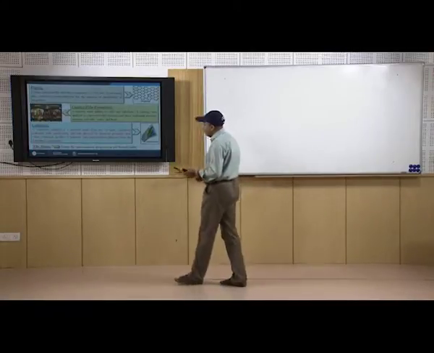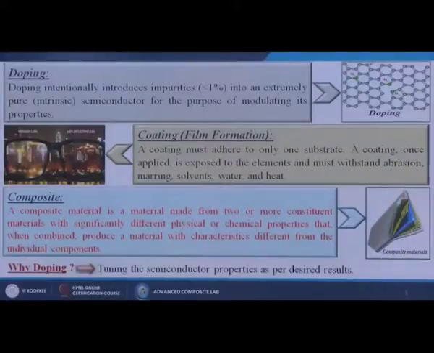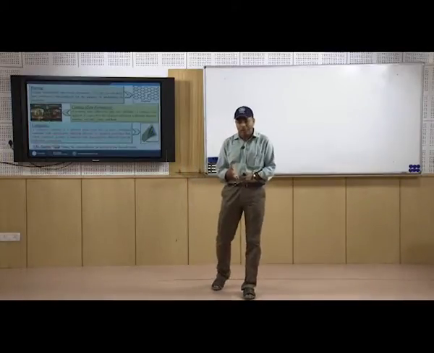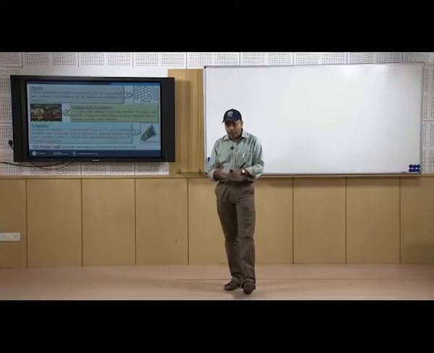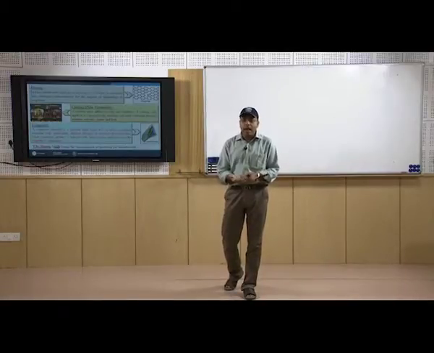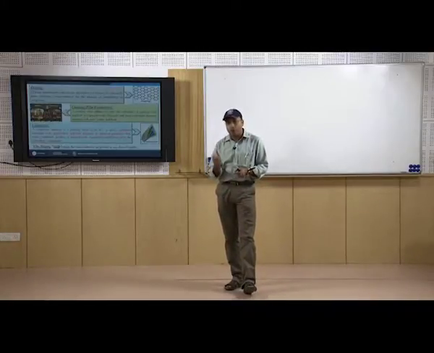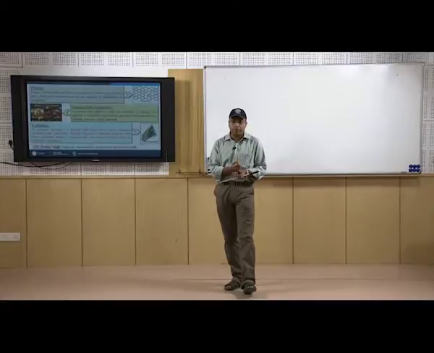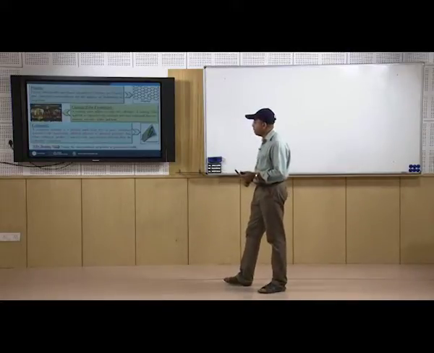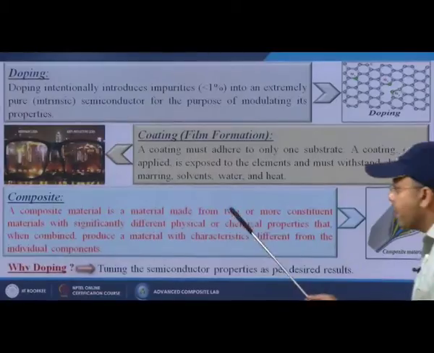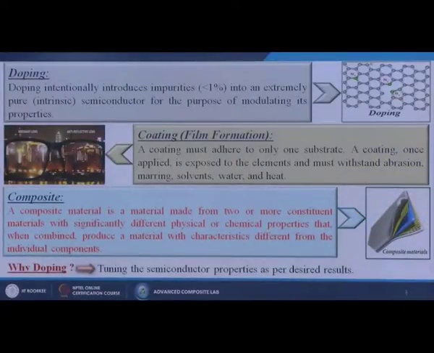When we talk about composites, a composite is nothing but a mixture of 2 to 3 elements or materials. We make a slurry-type or concrete-type mixture of different materials, and then either we can use that material directly for other applications, or we can put it onto the substrate material for better physical properties. Here the composite material is a material made from 2 or more constituent materials with significantly different physical or chemical properties that, when combined, produce a material with characteristics different from the individual components.